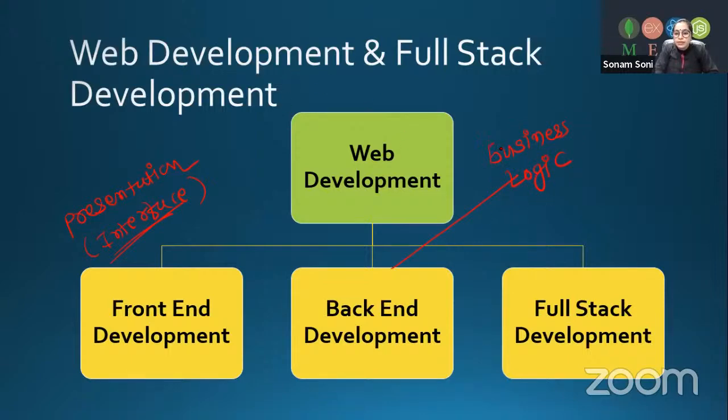Okay, so this business logic or process, when the user clicks on the button and how you will process the request, is what you are going to write in backend development. And the combination of backend and front end is full stack development. So either you can become a front end developer, a back end developer, or a full stack developer. You can say that you are a web developer. Okay.